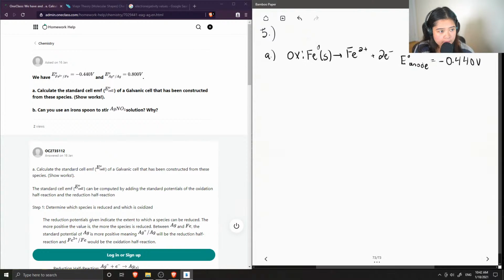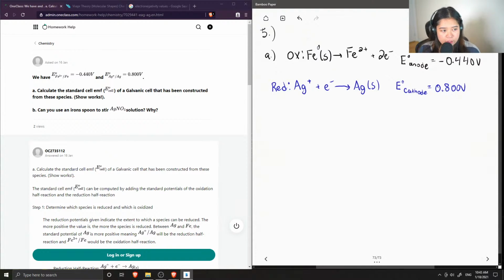So now let's do the same thing for our reduction reaction. For the reduction reaction, we have silver plus and an electron, and the silver plus gets reduced to just silver. And we can write that the reduction potential of the cathode is equal to 0.800 volts. And this is because the reduction reaction occurs in the cathode.